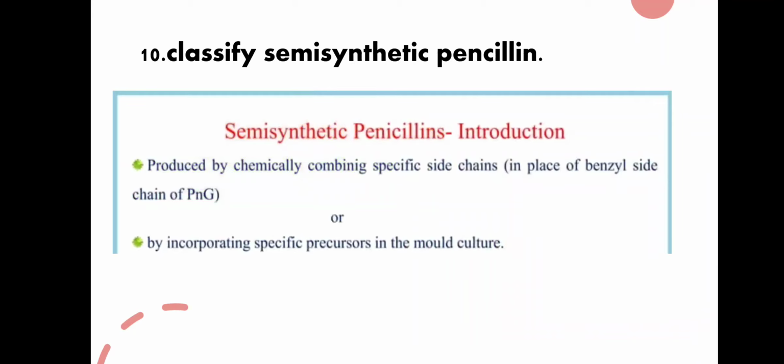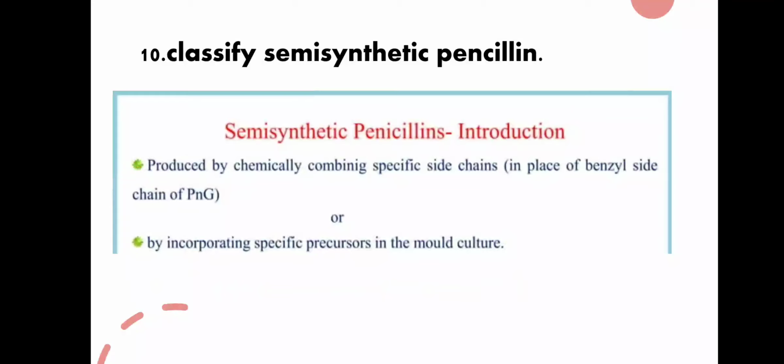10th, classify semi-synthetic penicillins. What are these? The name itself indicates that semi means these are not natural. They are half natural and half synthesized. They are produced by chemically combining specific side chains, or by incorporating a specific precursor in the mold culture. We are preparing this in the laboratory with the mold culture.